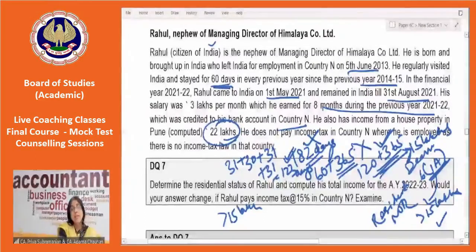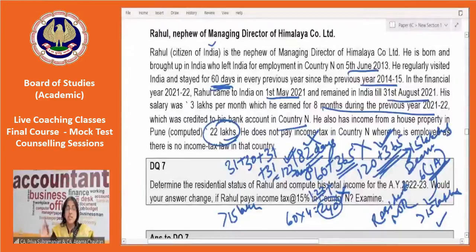So in the question it's given, he stays in India for 60 days in every previous year since previous year 2014. So 60 into 4 is 240 days. So in the current year he stayed for 123 days, but in the immediately preceding 4 years he stayed only for 240 days. So he does not satisfy this condition. So by virtue of these two conditions, he is not becoming resident. Now we go to deemed resident status, because he does not pay income tax in any country that he is employed in, since there's no income tax law in that country.